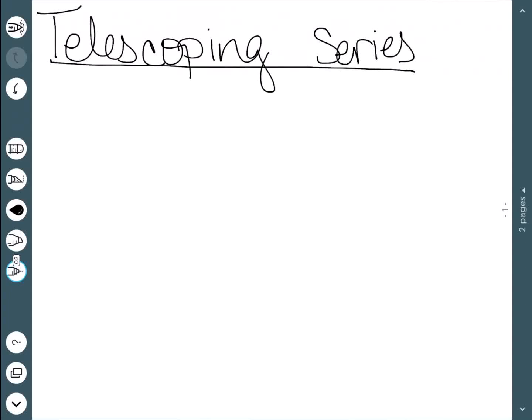The next thing we'll look at is called a telescoping series. And the easiest way to explain a telescoping series is through examples. So let's look at an example. Here I have the sum from 1 to infinity of 1 over 3 to the k minus 1 over 3 to the k plus 1. Let's start writing out some of these terms.